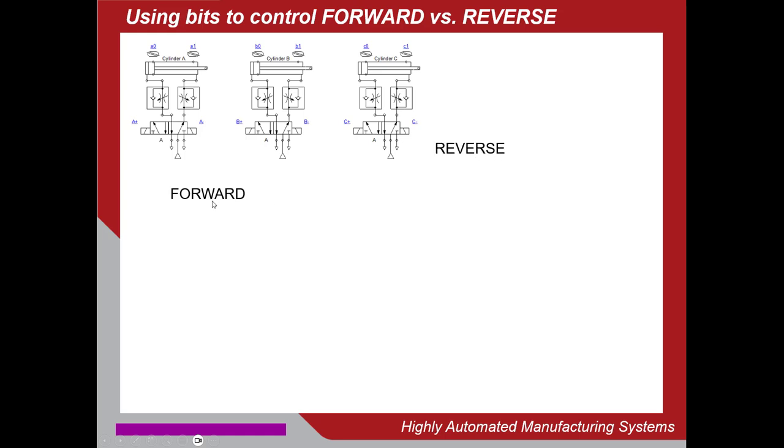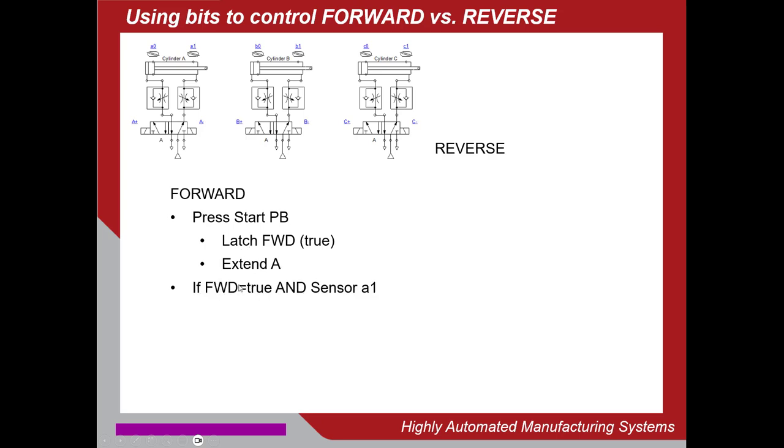And so what we're going to do in the program is, when we press the start push button, we're going to latch a bit. We're going to call the bit forward, and we're going to latch it true using the latch output. Then we're going to extend A. Now we're going to use that forward bit to signal to the PLC program that we're in the forward state. So none of the reverse stuff is going to have any effect.